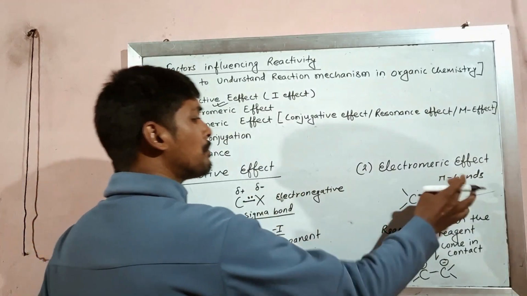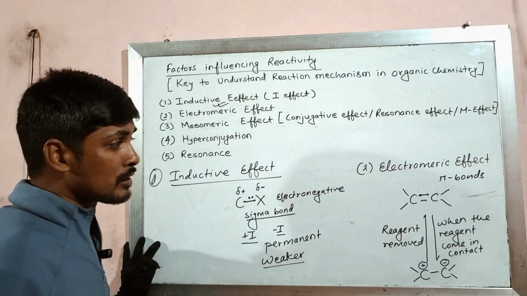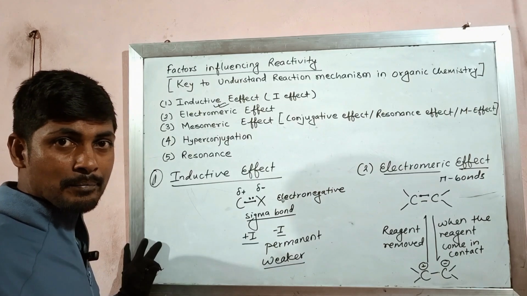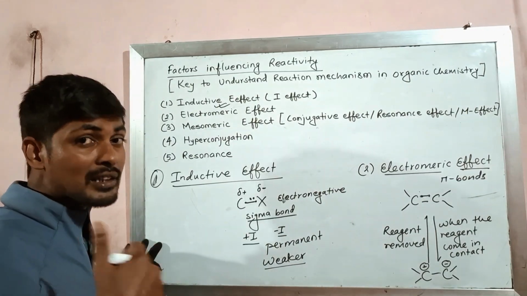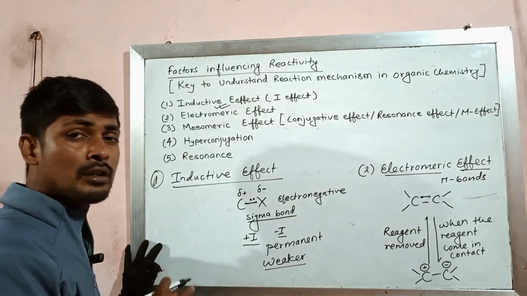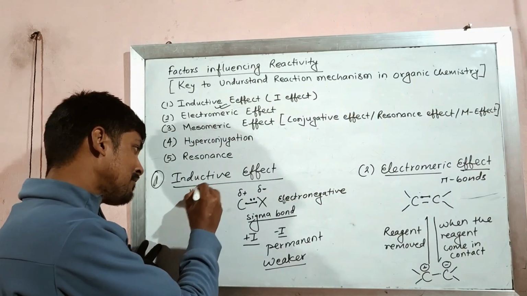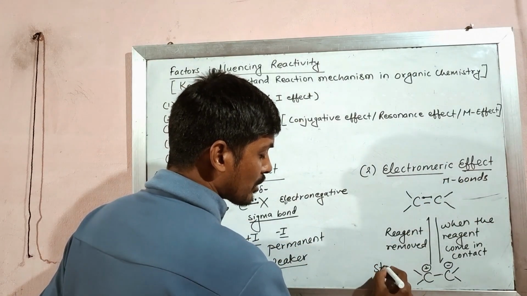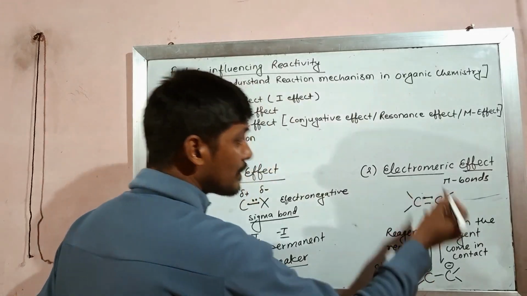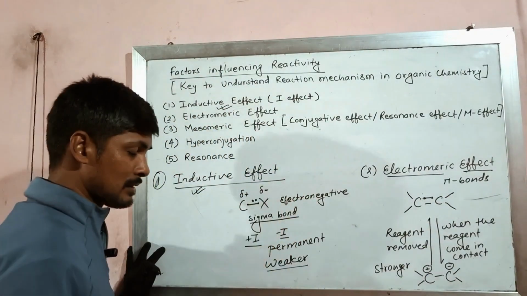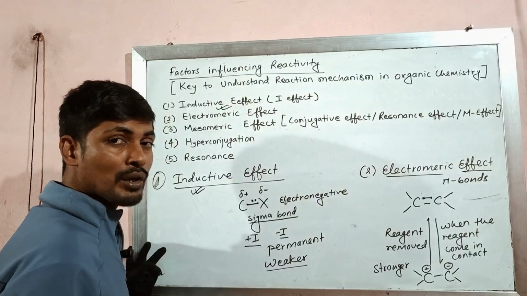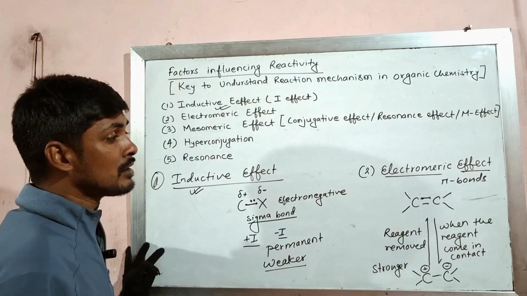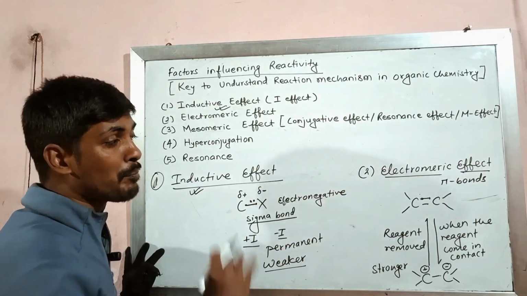Now we know that a pi bond is a weaker bond, so the electromeric effect will be stronger. Weaker the bond, stronger the effect; stronger the bond, weaker the effect. So inductive effect is a weaker effect, but electromeric effect is a stronger effect. Now, how can we define the electromeric effect? It is a temporary polarization that occurs in unsaturated hydrocarbons due to the shift of pi electrons.